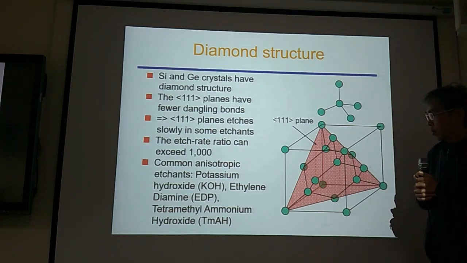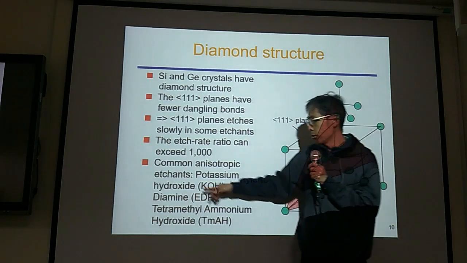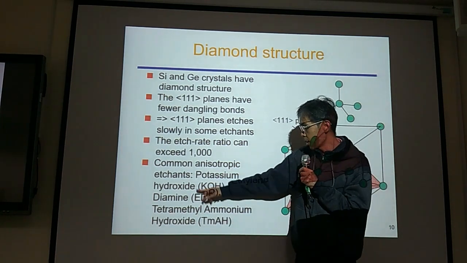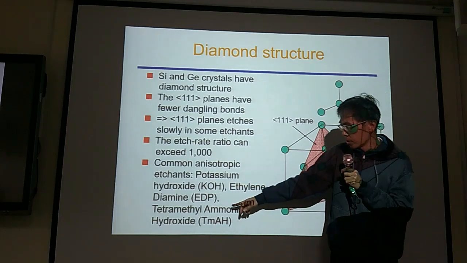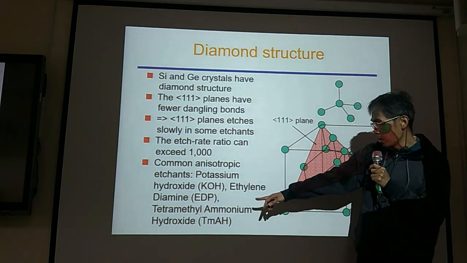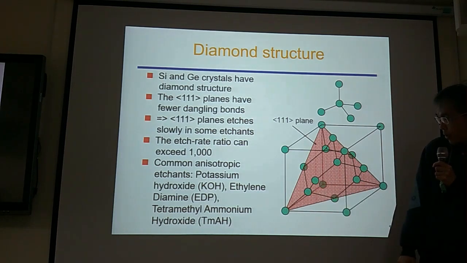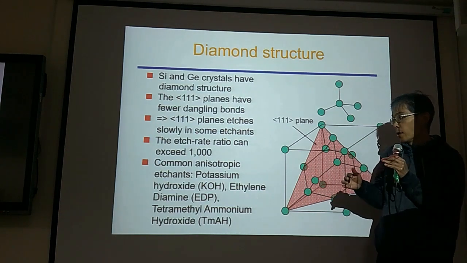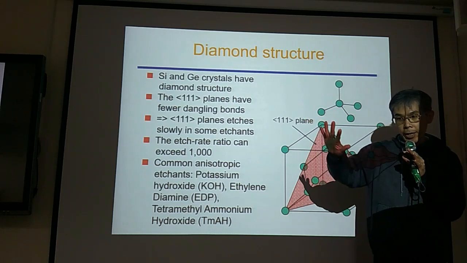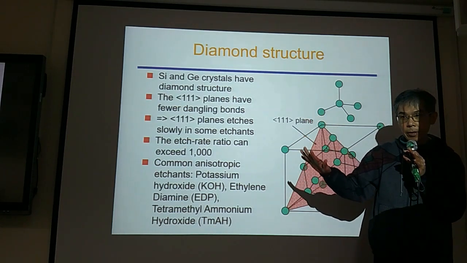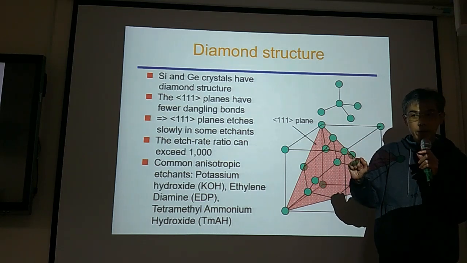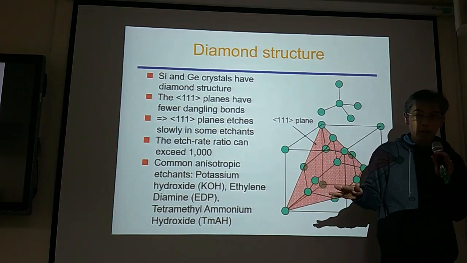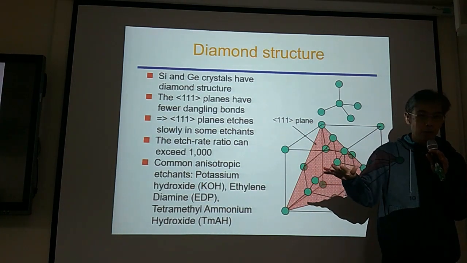So if we use a different etchant, the anisotropic agent, potassium hydroxide KOH, or ethylene diamine EDP, or tetramethyl ammonium hydroxide TMAH. They are anisotropic agents, meaning they can etch different atom planes with different rates. Some agents are isotropic agents. They will etch everything with almost the same speed.